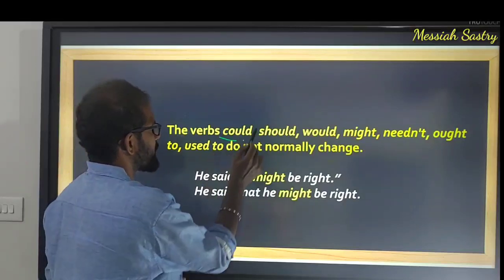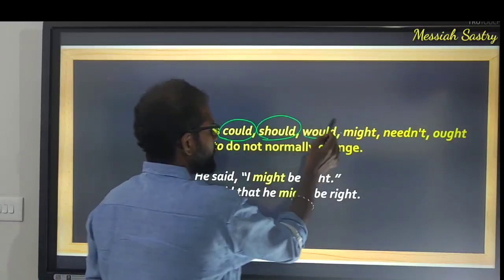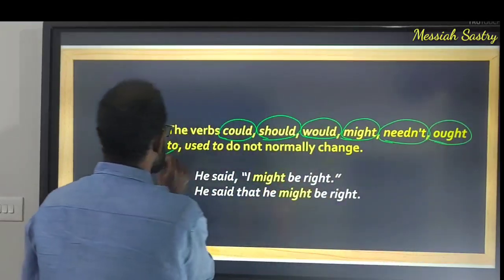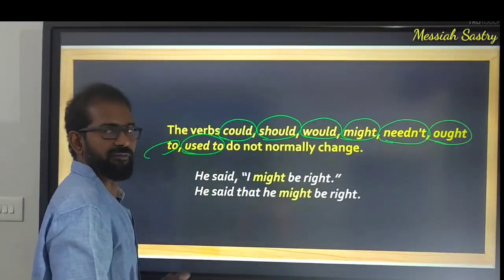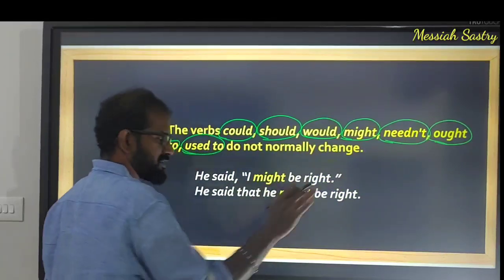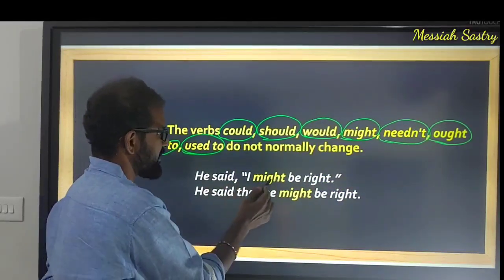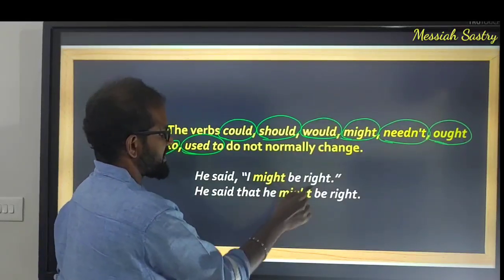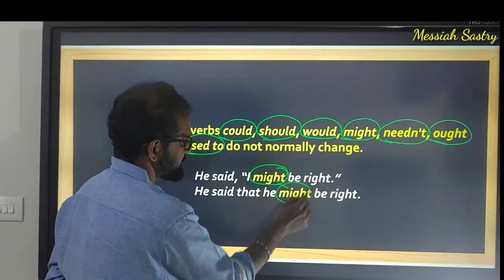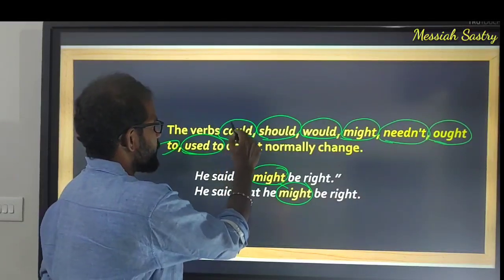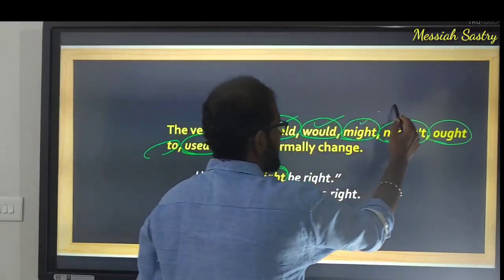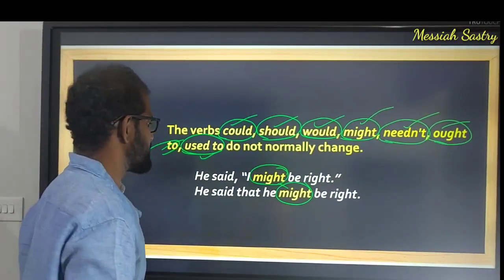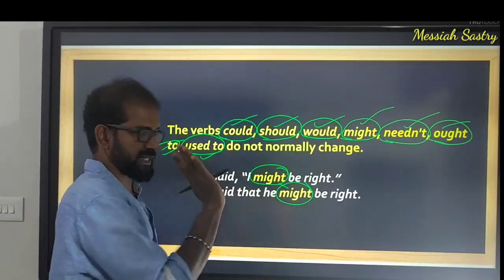When it comes to could, should, would, might, need, ought to, used to, when these words come, we don't change. He said, I might be right. He said that he might be right. There is no change. What are the words? Would, should, could, might, need, ought to, used to. When these words come, there is no change. We use them exactly.